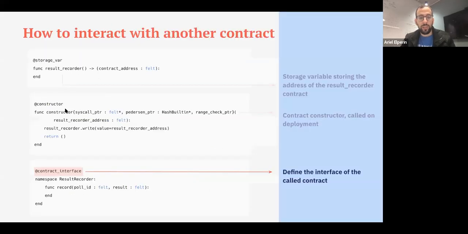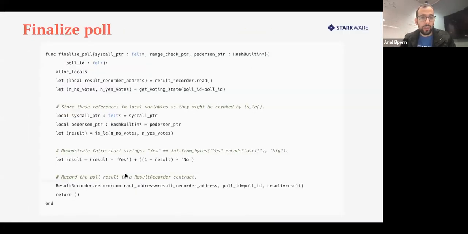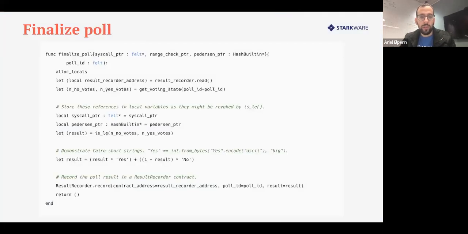So the way to do it, let me remind you that our result recorder contract had two functions. One was record, which we already used, but we also had the get poll result, which returns the result of the poll. So think about how to use this function in order to verify whether the poll was finalized or not, and then interact with the result recorder contract by calling this function. So take 5 minutes, and in the meantime, we'll answer questions.